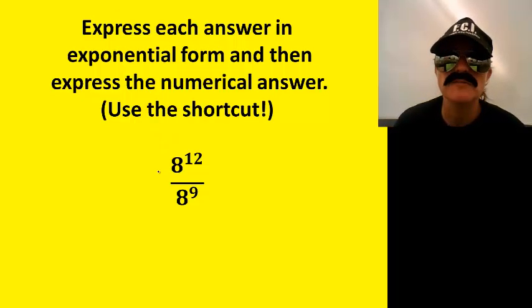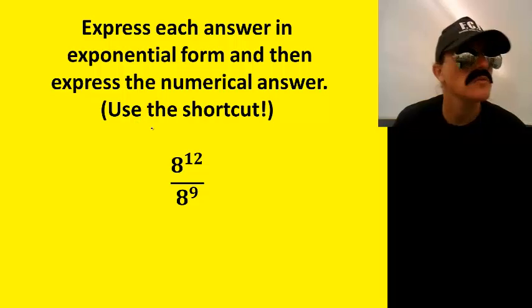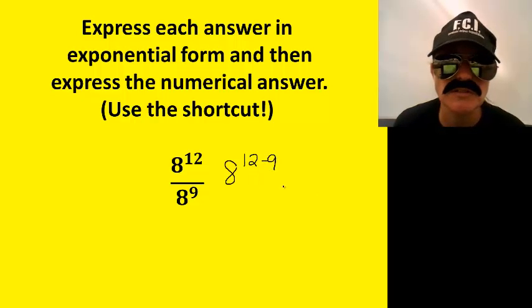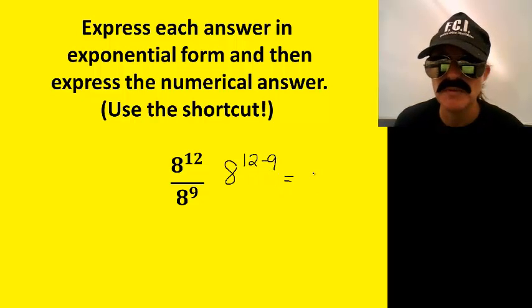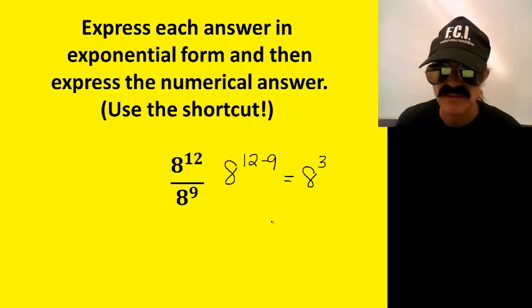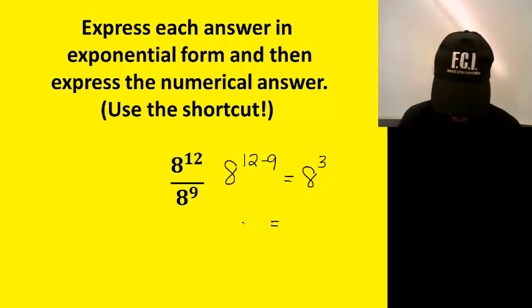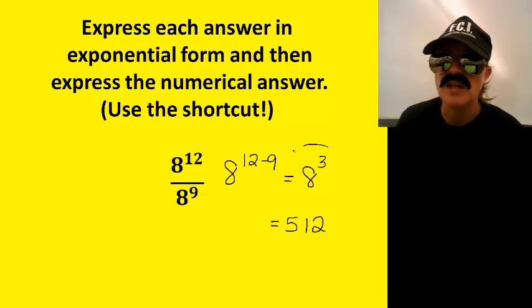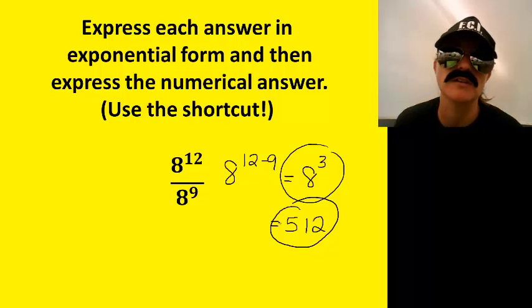If you have 8 to the 12th divided by 8 to the 9th, I don't want to have to write it all out. It would take so long. So instead, because it's division, I'm going to write the base and subtract the exponents. Keep the base. 12 minus 9 is 3. That is so much faster. And then 8 to the 3rd is 512. Exponential, numerical answer.